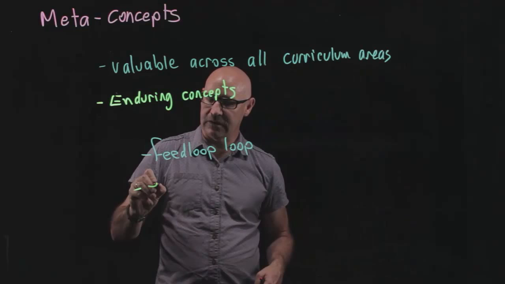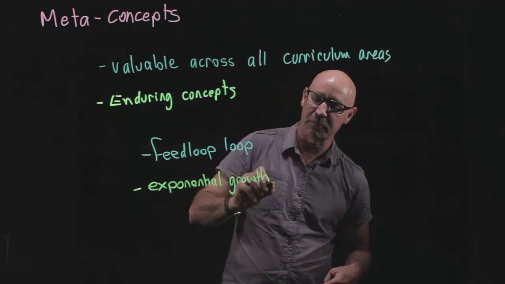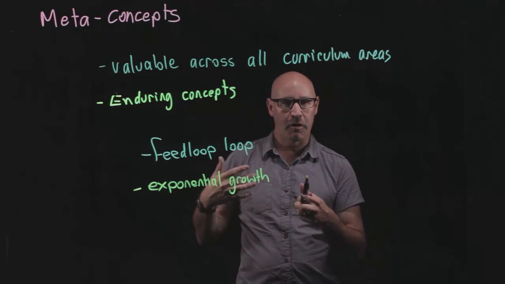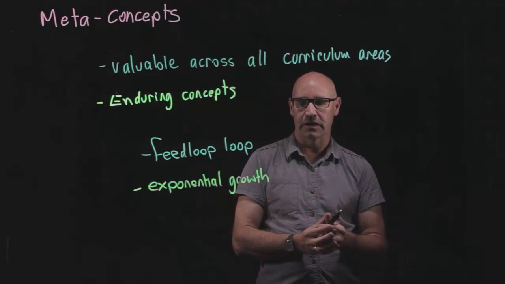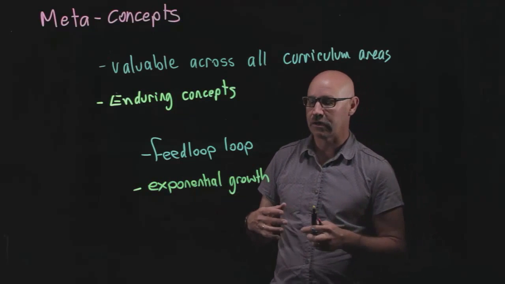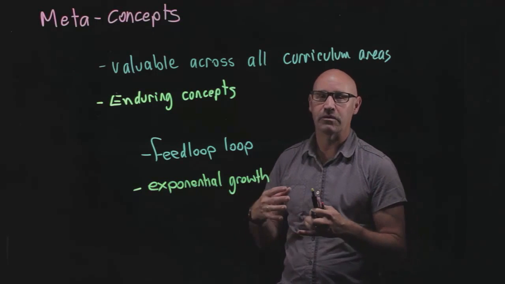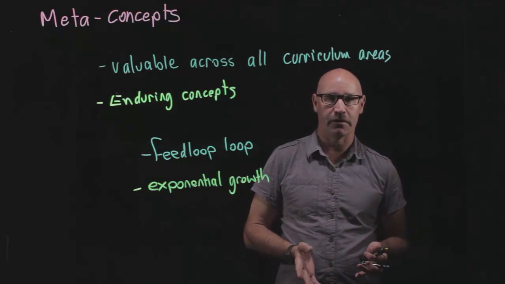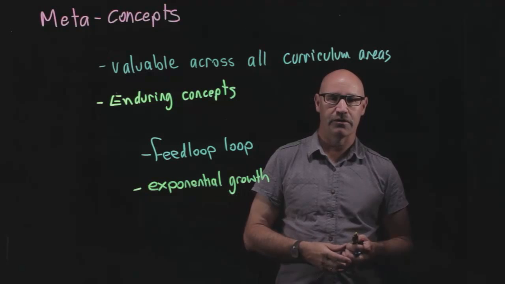Another one is exponential growth. So that's relevant to my curriculum area in biology when I teach about population growth or the growth of a bacterial colony. But it's just as important in economics when they're talking about compound interest, or it's just as important when we're looking in geography at human population growth, for example. So the meta concept is exponential growth.